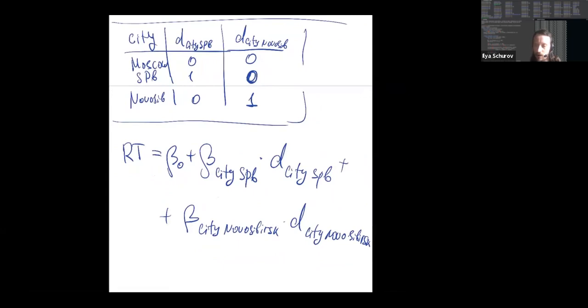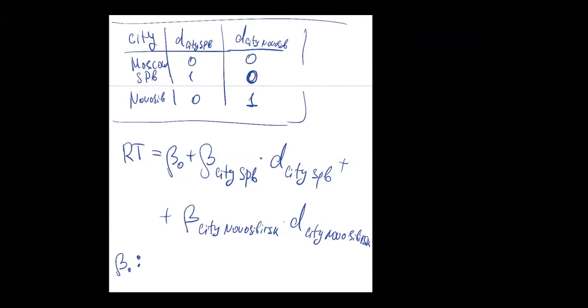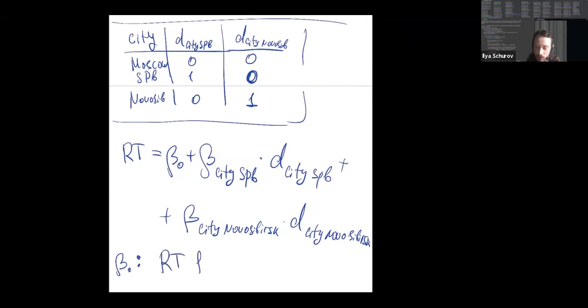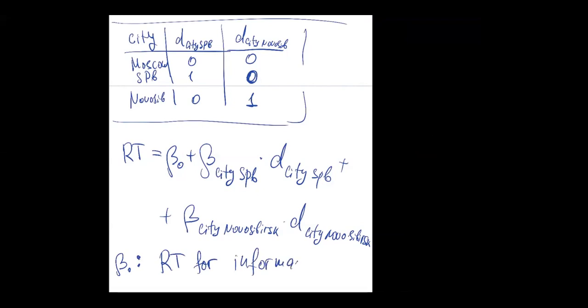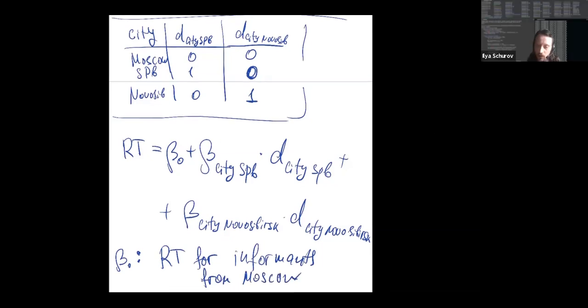And again I ask you about the interpretation of these coefficients. Let us begin with beta naught. How to interpret beta naught? It's the result when the city is Moscow? Yes, it is the reaction time for informants from Moscow. Because according to our encoding, for Moscow, both dummy variables that we consider are zero. So we have just a reaction time equal to beta naught.